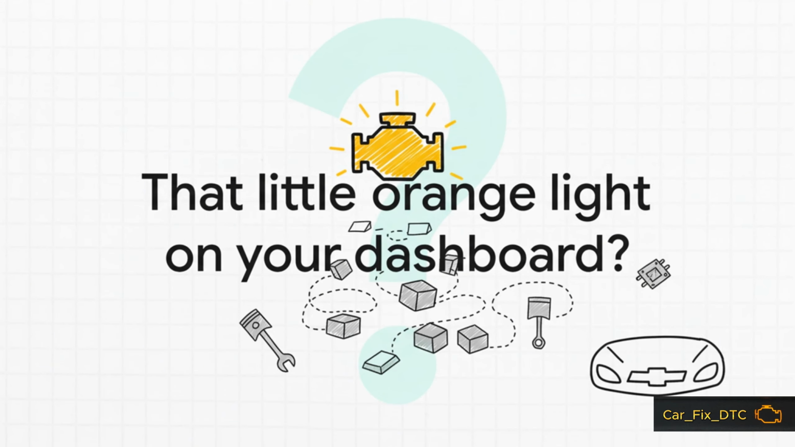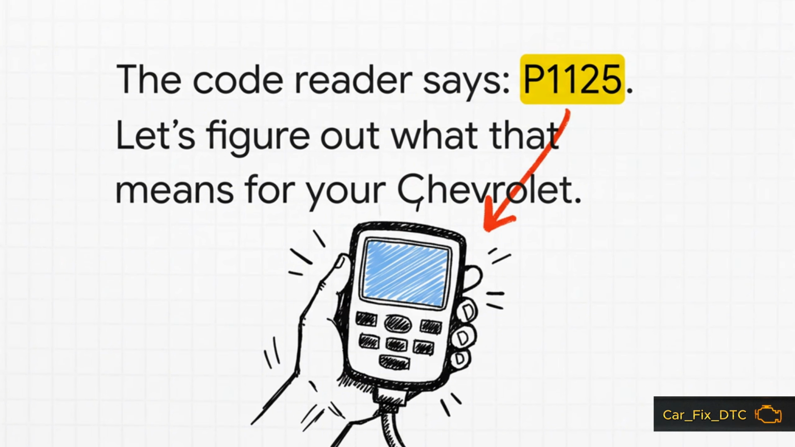Yeah, that one, the check engine light. It just kind of stares at you, right? It's your car's way of saying, hey, something's up. But instead of just telling you what it is, it speaks in these codes. So, you did the right thing, you plugged in a code reader, and boom, P1125 pops up. I know, it looks like a random string of characters, but don't worry, we're going to translate that for you and turn it into a real plan of attack, based on the official service info.